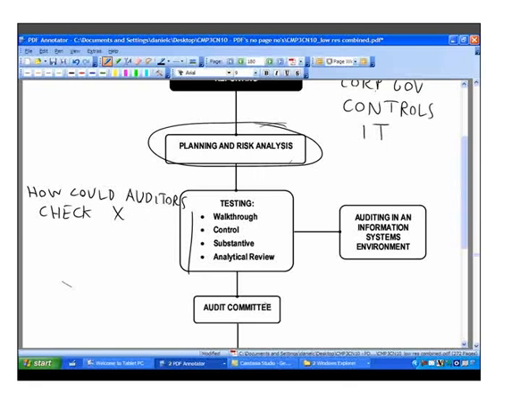We're also going to touch on auditing in information systems environment. So if you have a process or an organization that's very heavy on technology, it is different to audit compared to situations that are not so heavy on technology. For one thing, there is no paper trail, and another factor is that specialist expertise will be required.